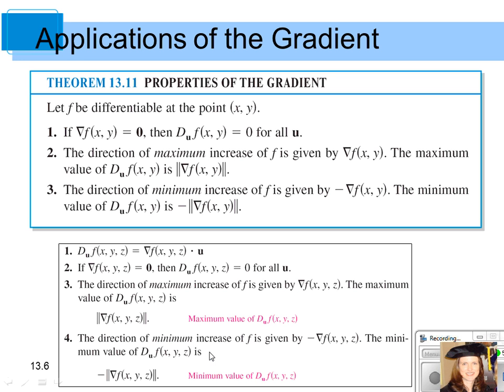Then the direction of the minimum increase of f is given by the opposite of the gradient of f of x, y, z. The minimum value of that directional derivative is the opposite of the magnitude of that gradient.